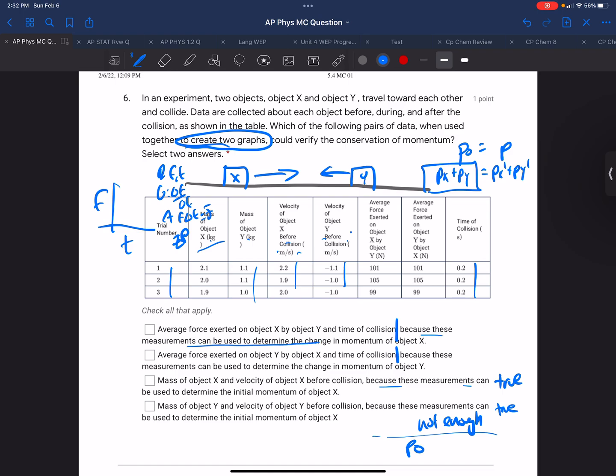Because these measurements can be used to determine the change in momentum, and that's what we said initially. So these are our two correct answers. And although these are two true statements in and of themselves, they don't allow us to answer the question. That's why the first two choices are correct.